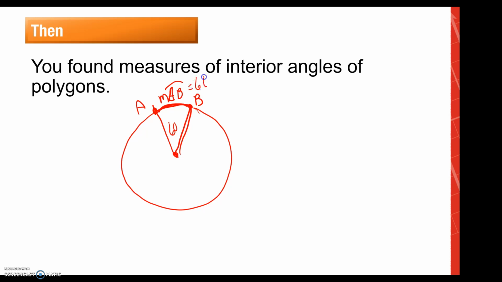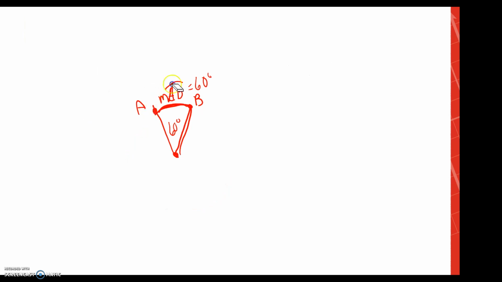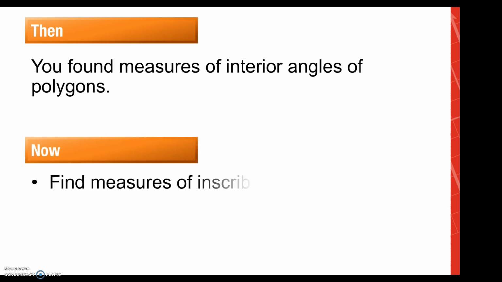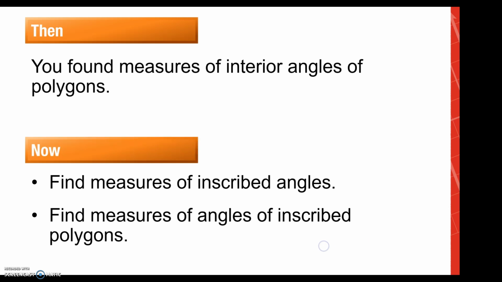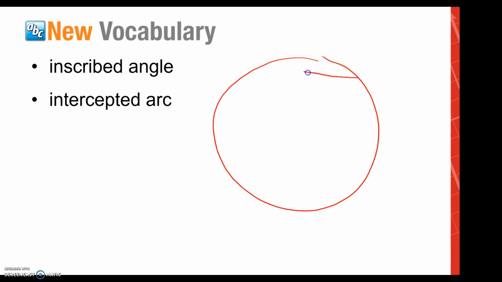So it also equals 60. So if this is 60 degrees, this is 60. Today we're going to look at what's called inscribed angles, and they are different. The vertex is on the circle in today's lesson. So we're going to find the measure of inscribed angles, and then we're also going to look at inscribed polygons. So the whole shape is inside the circle. So remember, inscribed means everything's contained in that circle.